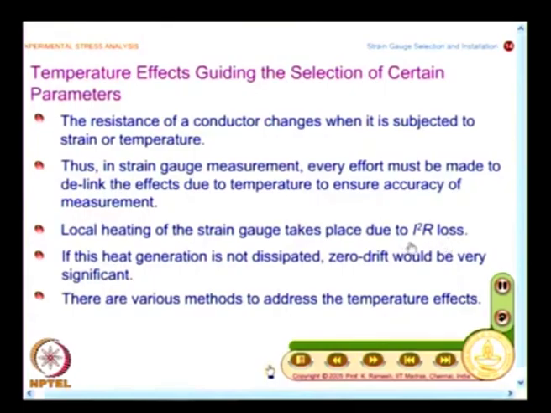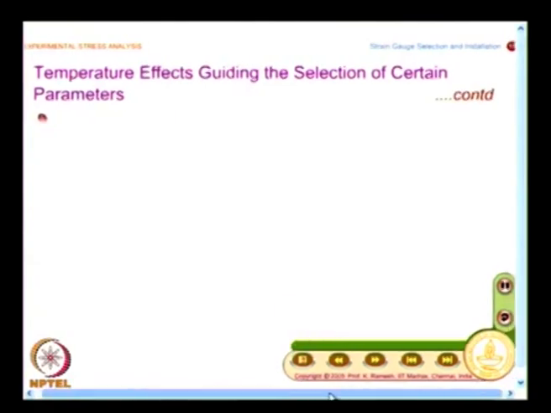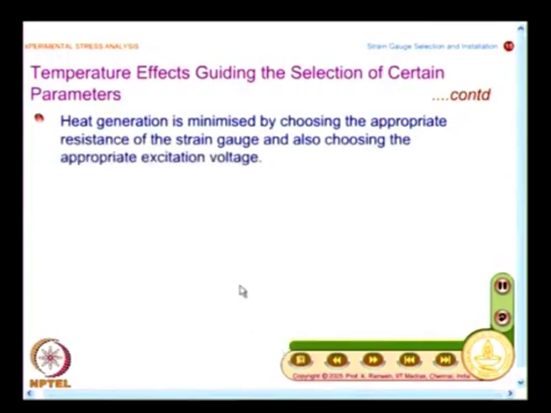So, this is a very important aspect and a very subtle aspect too. You have a local heating, though it is small, whatever is the heat generation, that needs to be dissipated. If you do not dissipate it, zero drift would be very significant in your strain gauge measurement. And we have looked at various methods to address the temperature effects, and that also guides in a way how to go about selecting a suitable strain gauge.